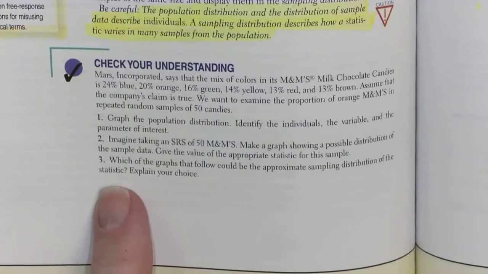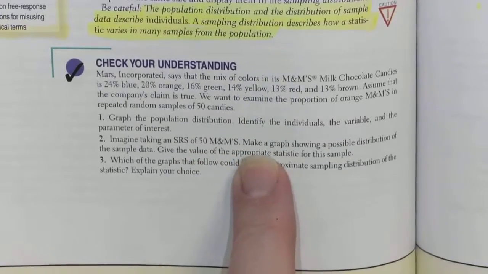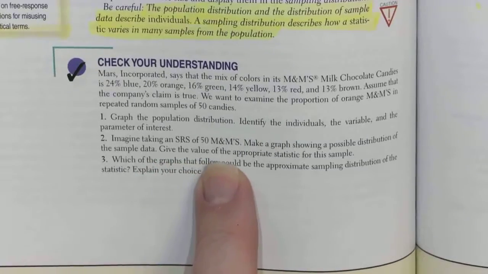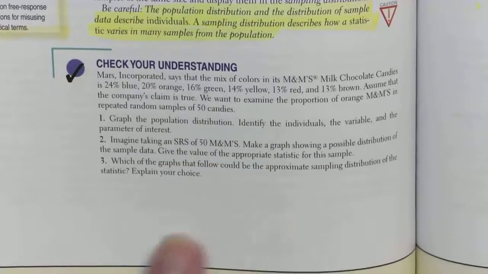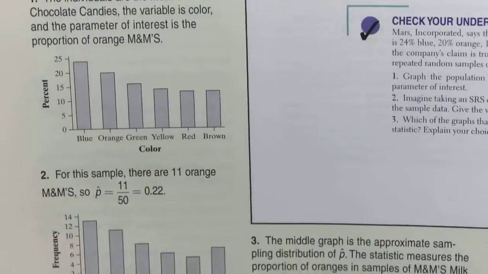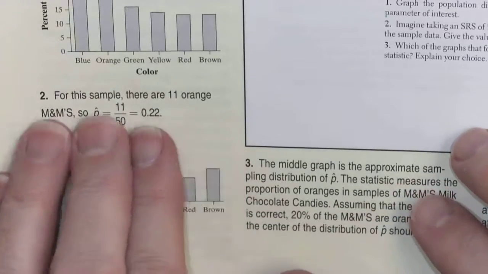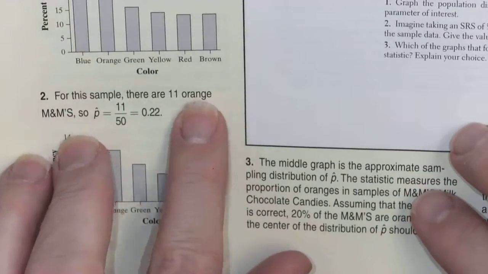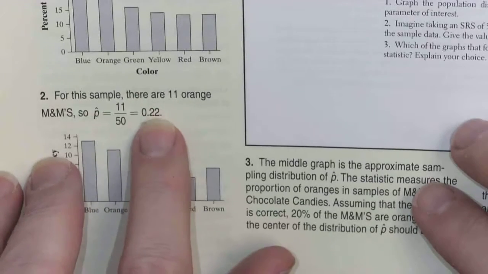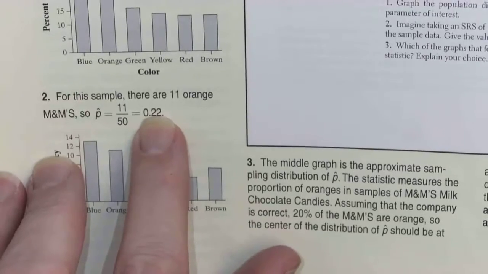Now imagine taking a simple random sample of 50 M&Ms. Make a graph showing a possible distribution of the sample data. Give the value and the appropriate statistics for this sample. Let's go back and look at number 2. They just did an imaginary sample. In this sample, there are 11 orange M&Ms, so p hat would be 11 out of 50, or 0.22, or 22%.